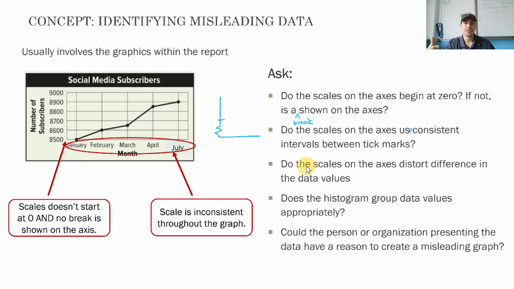And then if we have a histogram, is it grouping the data appropriately? Are all of my columns the same width? And if so, are they appropriate width for the data set that I'm given?